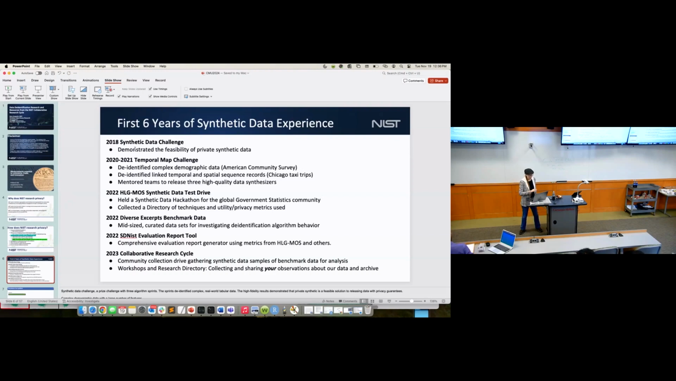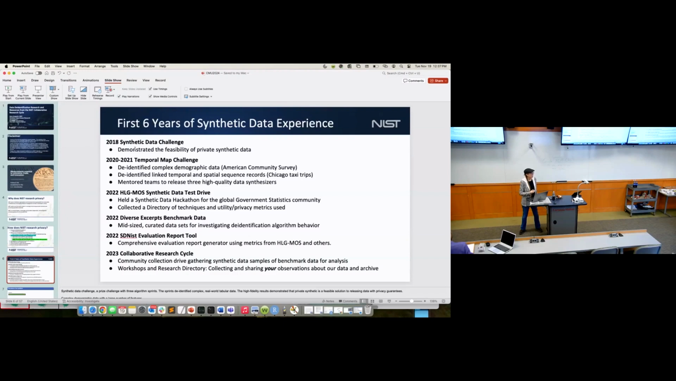Okay, we did a challenge. 2020, 2021, we did another challenge, and this time we made it even harder. We had tons and tons of records per individual. We had math data, we had time data. Again, turns out that these techniques could be expanded to work on that.